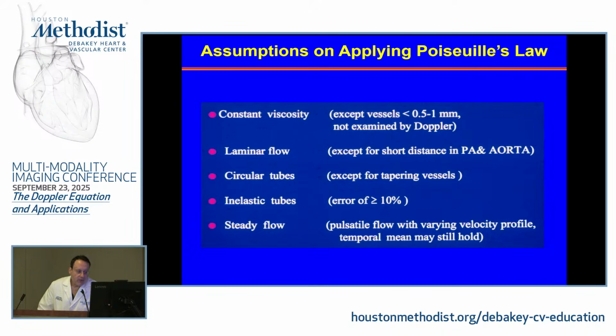We assume that the flow is laminar, and in a normal circulation, this is the case, except for a very short distance as blood emanates from the valves and is flowing in the root of the PA and the aorta. We said it is a circular tube cross-section, but in many situations, these vessels can be tapering. We make the assumption that as blood flows, the diameter or the radius does not change. The truth is these are vessels that are elastic and will expand. This carries the largest effect in terms of errors of at least 10%.